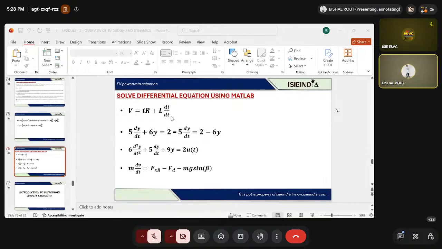Here I will have, let us suppose, 5 dy/dt. Then if I pass it through the integrator block, what I will get is 5y. If I divide it by 5, at the output of this I will get y.